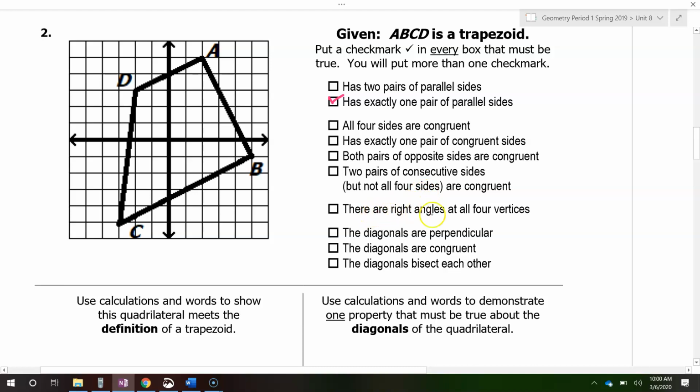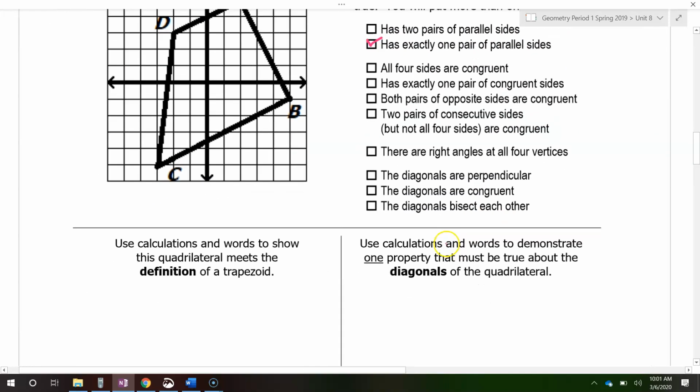There are right angles at all four vertices? Nope, that's a rectangle. The diagonals are perpendicular? Nope. The diagonals are congruent? Nope. The diagonals bisect each other? No. All right, a trapezoid is the one shape that doesn't have any properties of the diagonals. It has no special properties. So we're going to have to run with the only thing we've got. The definition of a trapezoid is exactly one pair of parallel sides.